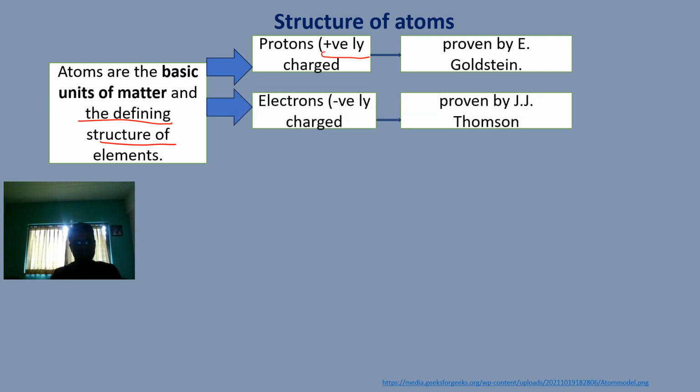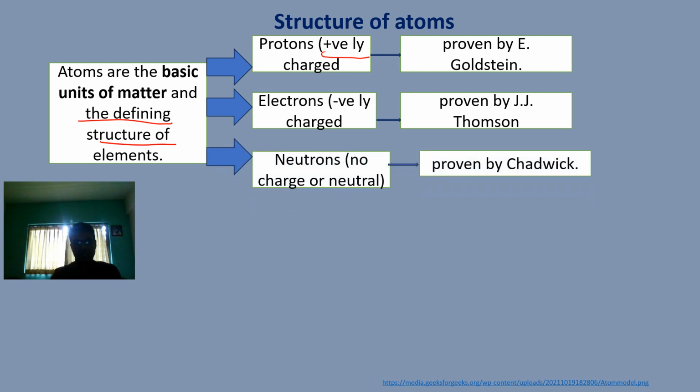Next one is electron. That is negatively charged, exactly the opposite of the proton. Proton is positively charged, and here electron is negatively charged. It was shown by J.J. Thomson. Later, there is another particle that is present, that is called the neutron, which has no charge and is neutral in nature, and that was proved by Chadwick at the same time when the proton and electron were investigated, shown by different renowned scientists.